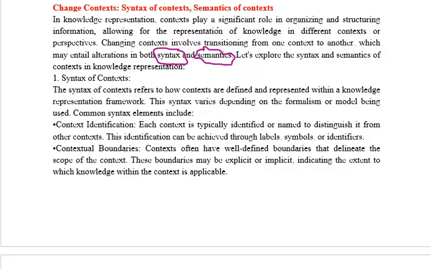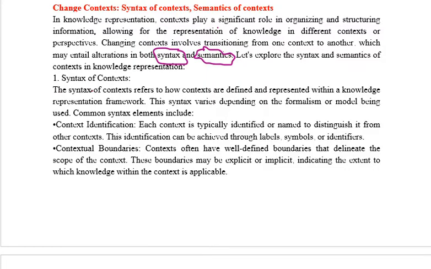Okay, now let's understand what is the syntax of the context and what is the semantics of the context. I think you understood why we have to learn the syntax and semantics of the context, because to transfer information from one context to another context, both things will be helpful. Okay, now let's first understand what is the syntax of the context.